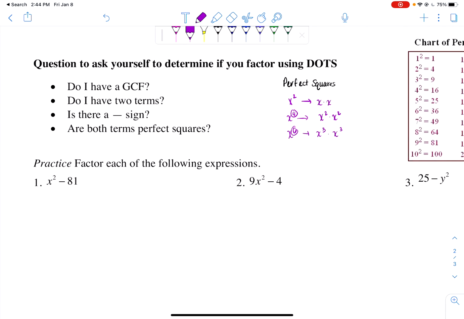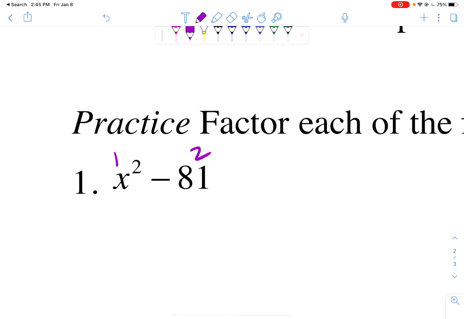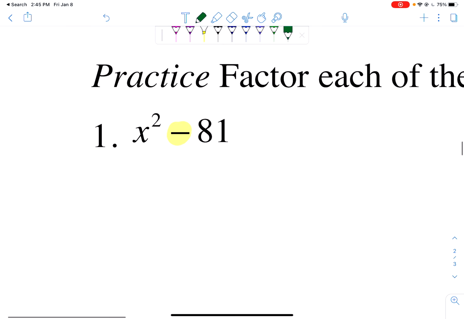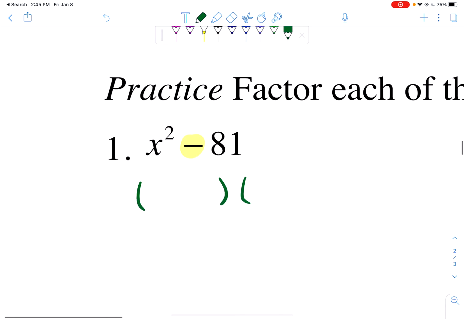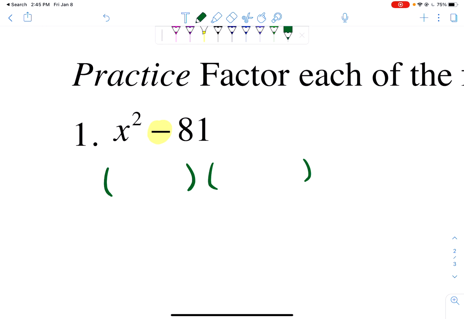So factor each of the following expressions. So if I look, I have 2 terms, term 1, term 2. You don't need to write 1 and 2. It's sort of annoying and redundant. Do I have a minus? Yes, I do. Let's do difference of 2 squares. Well, here's how I approach. Whenever I have difference of 2 squares factoring, I just do my 2 parentheses right there and there. And I break them apart. I break apart each term and put them in.